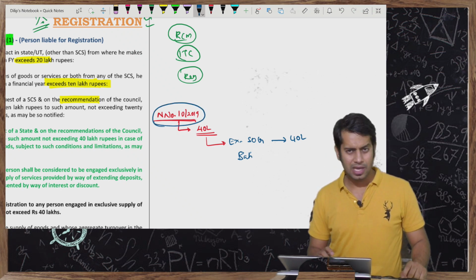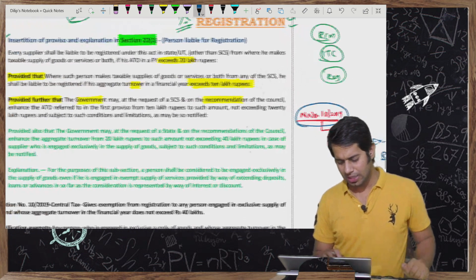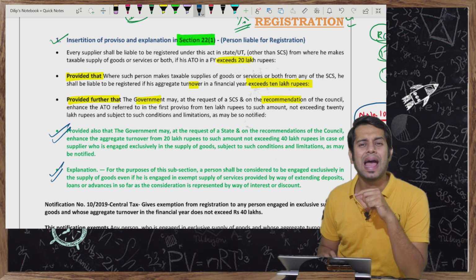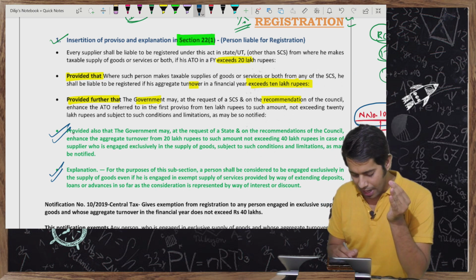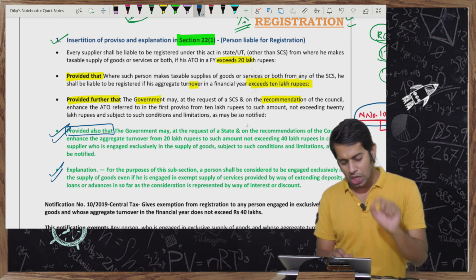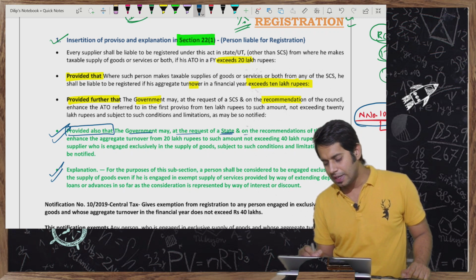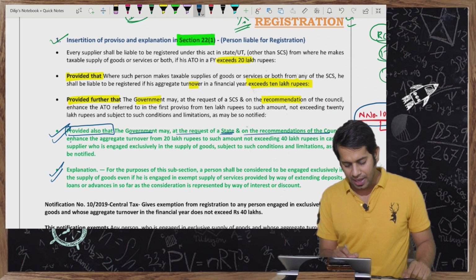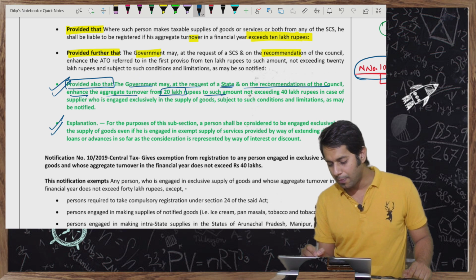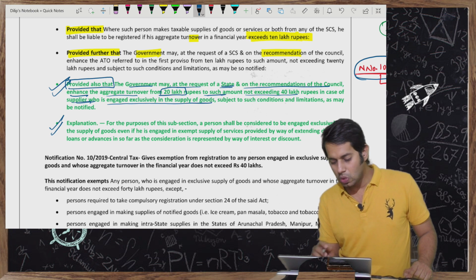Now this notification was given, but there was no corresponding entry in our section. So to accommodate this notification, they added one more proviso in section 22 subsection 1. This proviso says, provided also that the government may, at the request of the state and on the recommendation of the council, enhance the limit of aggregate turnover from 20 lakhs to such amount not exceeding 40 lakhs in case of a supplier who is engaged in exclusive supply of goods.